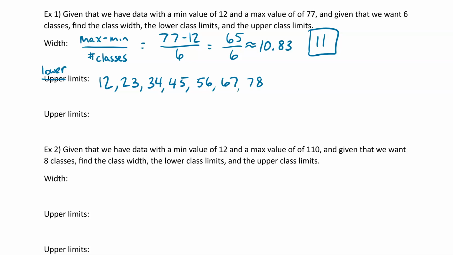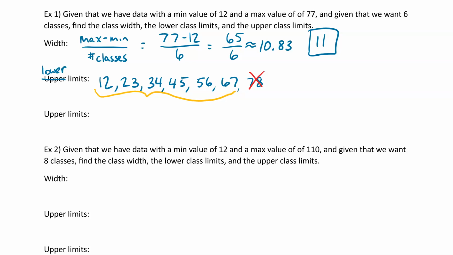All right, now remember, this one, the 78, that's above our max. So we're not going to need a class that goes 78 to something even higher because there's not going to be anything in there. So it's not going to be one of our lower limits, but we're going to keep it in mind for whenever we're doing the upper limits. So these are our lower limits. And if you notice, there's 6 of them, which is good because that's how many classes we wanted.